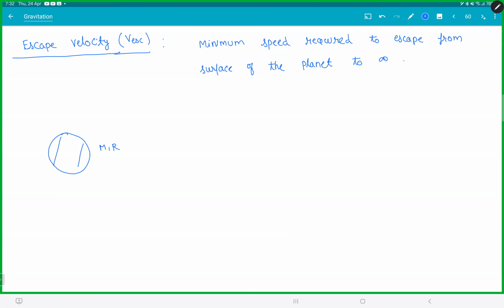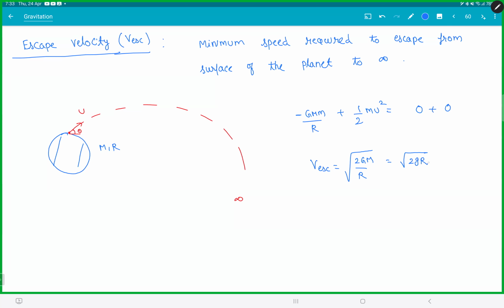So if you have mass m and radius r, and you're projecting with u and an angle theta, so this guy will go to infinity. So initial energy will be minus GMm by r, the potential energy. The kinetic energy is half mu square. At infinity, potential energy is 0. Kinetic energy is also 0 because you're going for minimum. So we will get V escape is equal to root over 2GM by r.